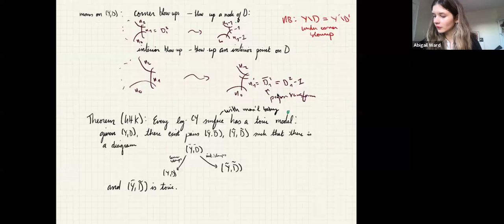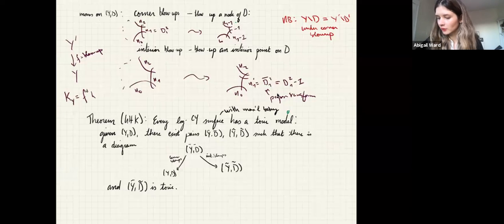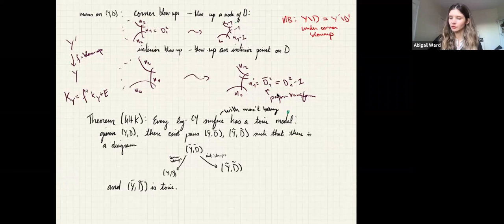Sorry, so let me just try to, if you want to be convinced that these moves actually do preserve your log Calabi-Yau surfaces, you can just recall that if you have a blow up Y prime over Y, so this is like F, the canonical K Y prime is equal to the pullback of the canonical of Y plus your exceptional. So you can convince yourself that once you count with multiplicities how the exceptionals are contributing to these YDs, the resulting divisor you get is still anti-canonical in the blow-up.